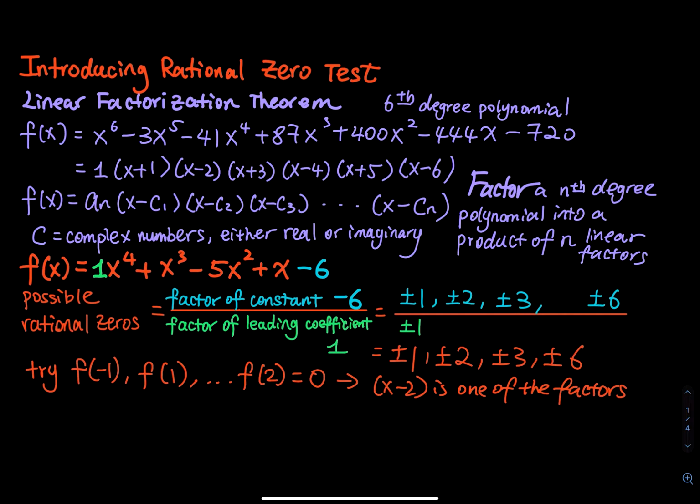All right, and then your next question mark is, hey, all right, I get it, f of 2 equals 0, but I don't get this part. x minus 2 is one of the factors. Hey, what is this? Okay, let me explain that to you.